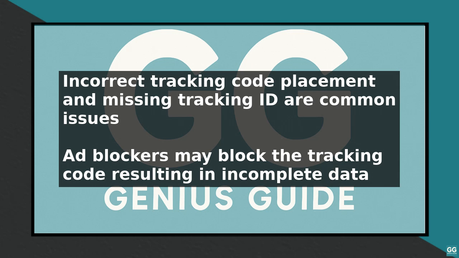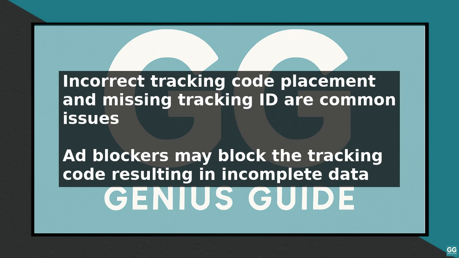Another example is tracking code issues caused by ad blockers. Some ad blockers may block the Google Analytics tracking code, resulting in incomplete data. To resolve this issue, website owners can use a tag management system to deploy the tracking code and ensure it is not blocked.